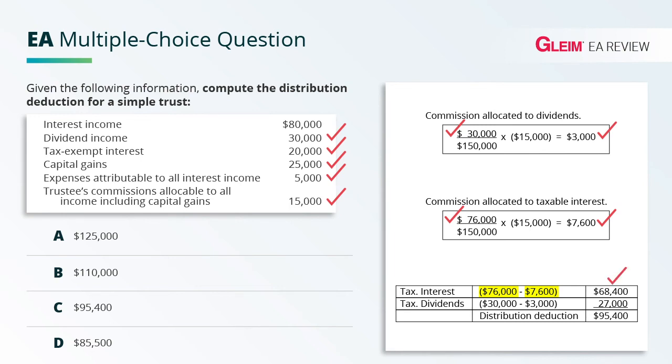We then do the same thing for the dividends. $30,000 dividends minus the $3,000 allocable portion of the commission that we determined, and we get $27,000. Finally, we add together $68,400 plus $27,000, and we get $95,400, which is the amount of the distribution deduction. So the correct answer is C, $95,400.